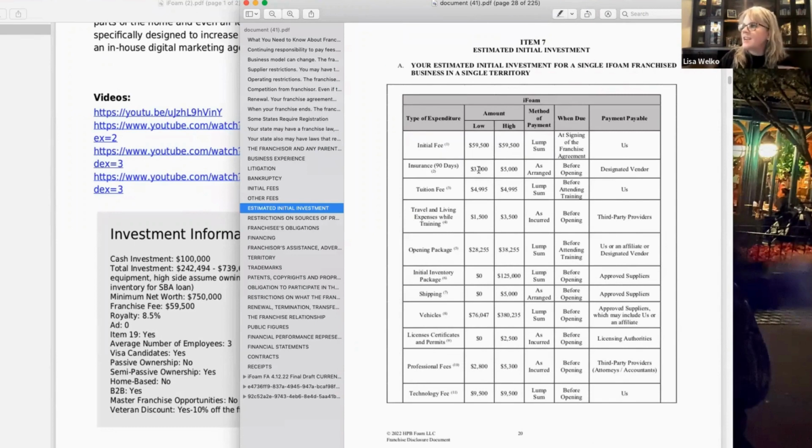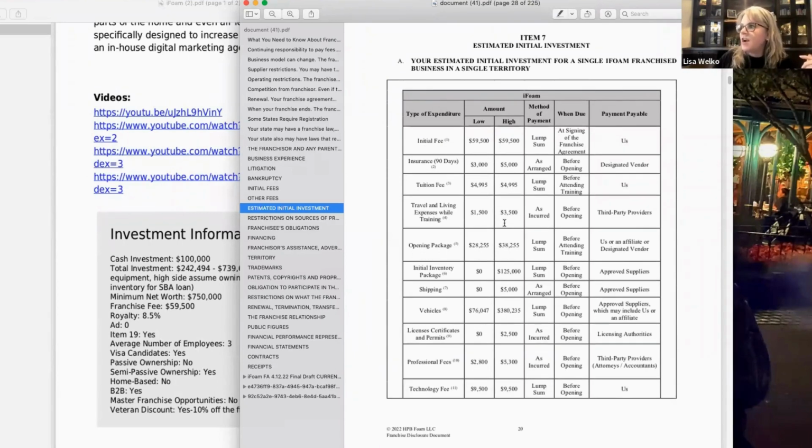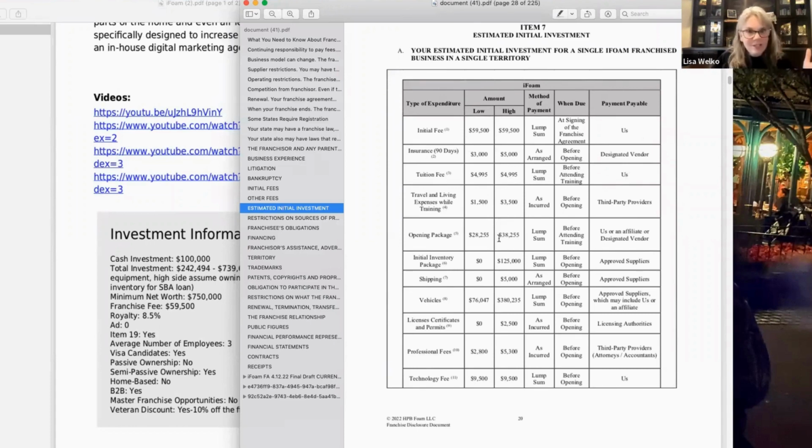Franchise fees included, insurance, there's a range, $3,000 to $5,000. Tuition fee is for their kind of specific training, especially if you're bringing a manager. That's not going to change. That's a solid number. But even travel and living expenses. Are you close to Omaha, or are you going to have to take a flight and want to stay in a nicer hotel? That's going to cost you a little bit more money. There's some range there. Here's their opening package of just the equipment that you're going to need.